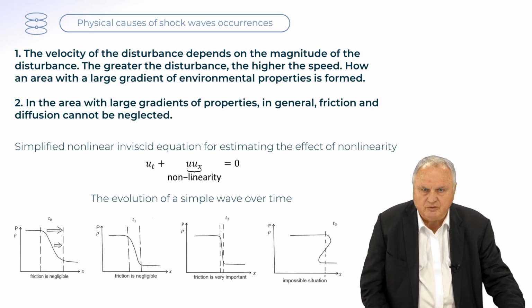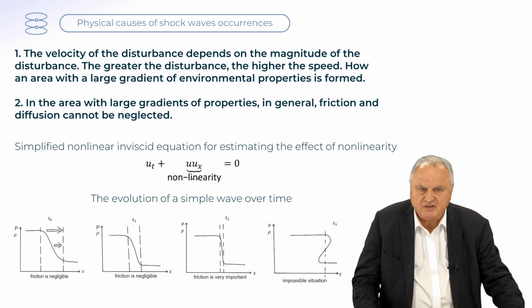The velocity of a disturbance depends on the magnitude of the disturbance. The greater the disturbance, the higher the speed. This is how an area with a large gradient of environmental property is formed. In the area with large gradient properties, in general, friction and diffusion can be neglected.